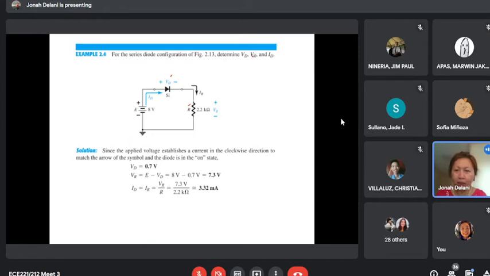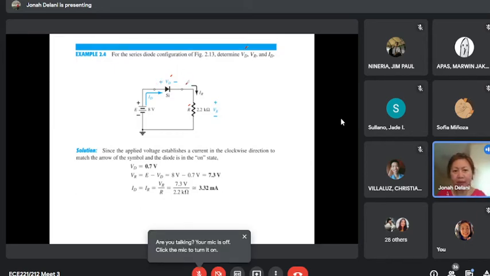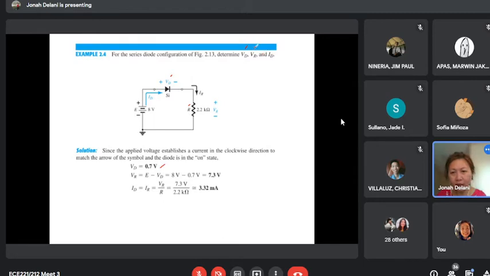The question is, what is the voltage across the diode? It is forward biased, right? It is silicon, so the voltage across it is 0.7 volts. What is the voltage across the resistor? If the applied voltage is 8, it is a series circuit. The voltage at the diode is 0.7, so what remains is the voltage across the resistor. So 8 minus 0.7, the voltage across the resistor is 7.3 volts.